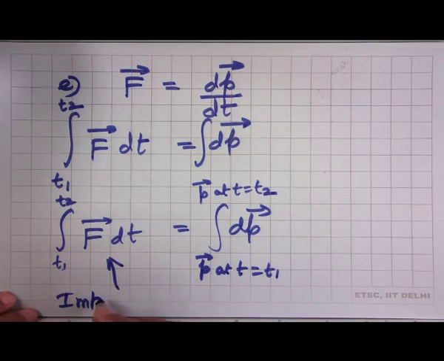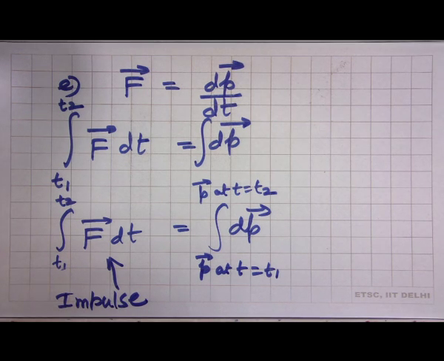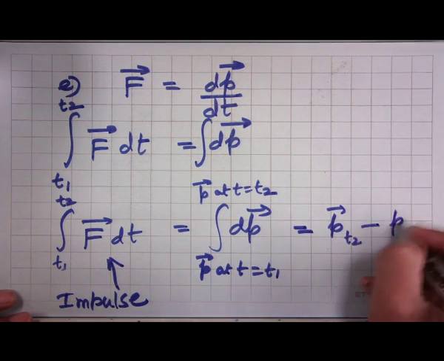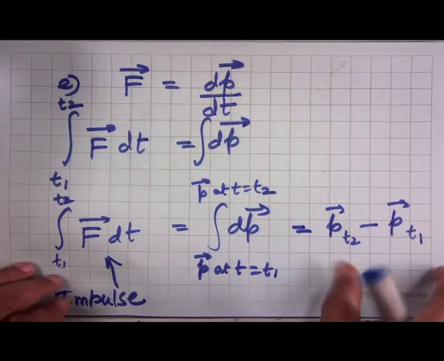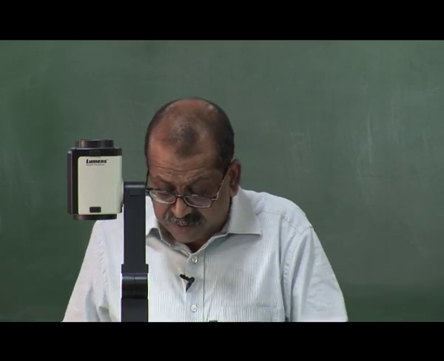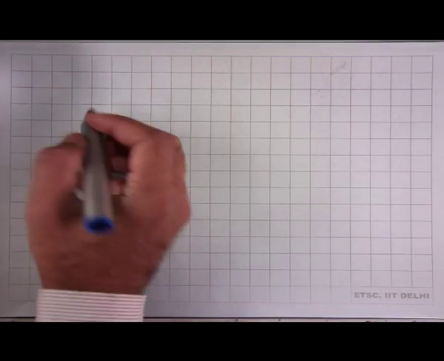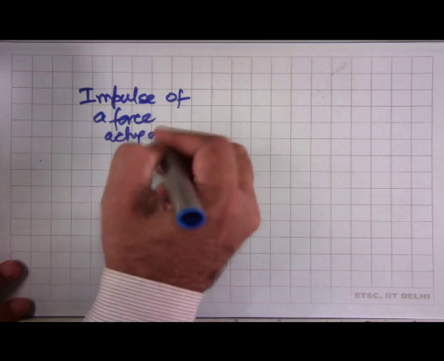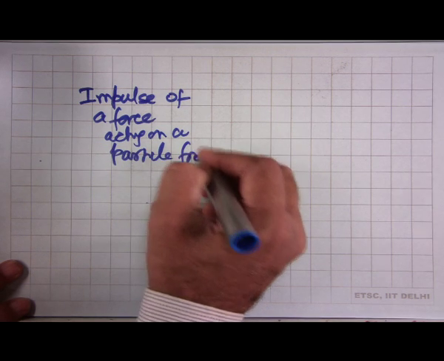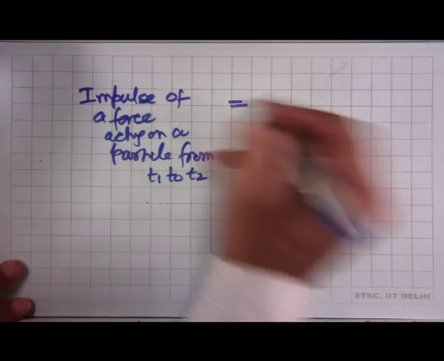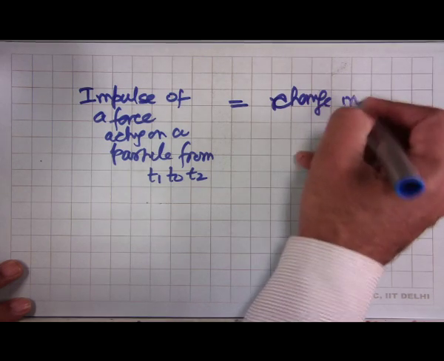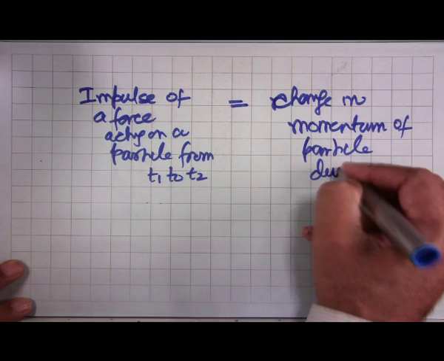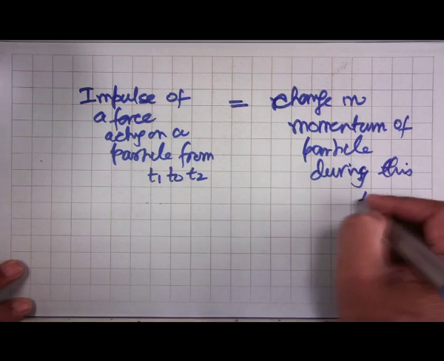This is referred to as impulse. And if we look at the right hand side, it is equal to integral dp, which will become p at t2 minus p at t1. So, this is also written as, we can define, impulse is equal to p at t2 minus p at t1. So, we can say the impulse of a force acting on a particle from time t1 to t2 is equal to the change in momentum of the particle during this time interval.